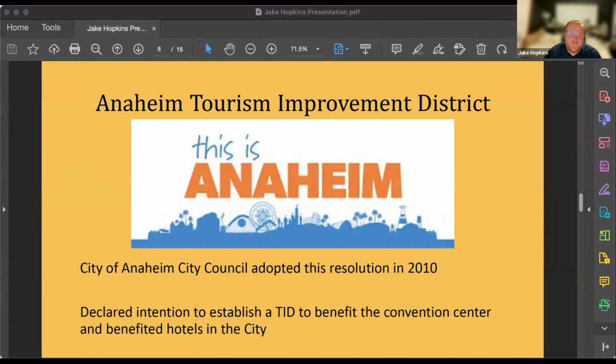And I think it's been going pretty well. The convention center always seems to be booked in Anaheim, so that might be something that other cities will look to in the future, if it's plausible for them, to really focus on tourism and bring that into their city.